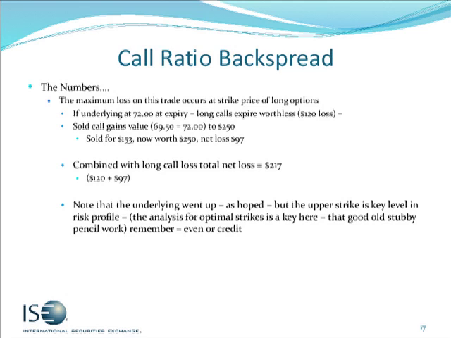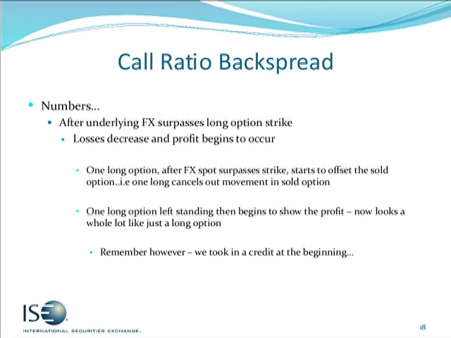So this is the oddity in this call ratio backspread. You get a movement upward until you break the plane, if you will, of the long calls, and you're still in. So the upper strike is the key level. That's why this analysis is trying to get an optimal strike here. And once again, that's why you like to do this for credit, because at least it keeps things on an even plane, if you will, even or credit.